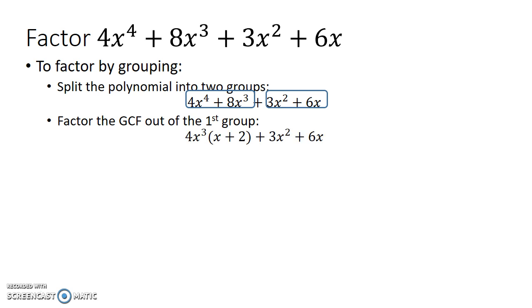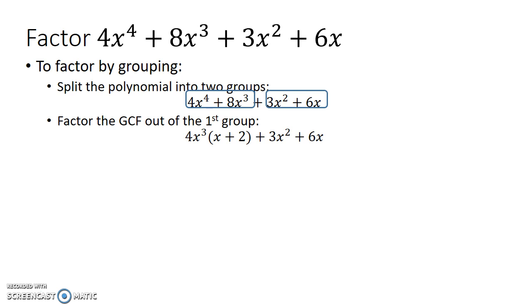Anytime you make a decision in factoring, go ahead and check it, because you know you're guessing. Check, make sure it works, and then move on to the next step. That way you don't get too far into the problem before you realize that you made a mistake in the first step. So 4x to the third times x is 4x to the fourth. 4x to the third times 2 is 8x to the third. We're good.